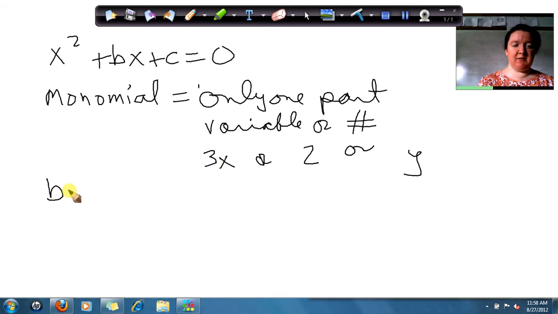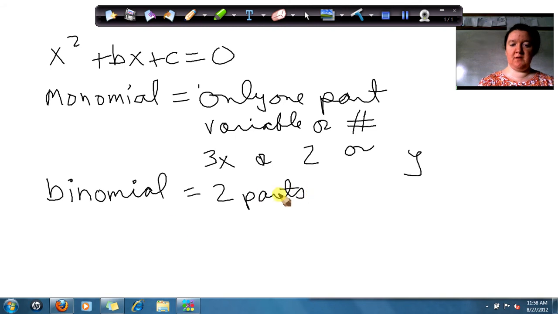The second thing we want to look at is a binomial. Here, when you're thinking about a binomial, it has two parts. So an example would be like 3x plus 2 or 5y minus 7. So you've got part 1 and then you have part 2.